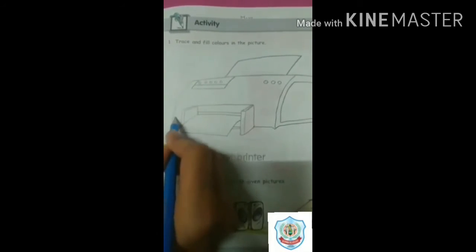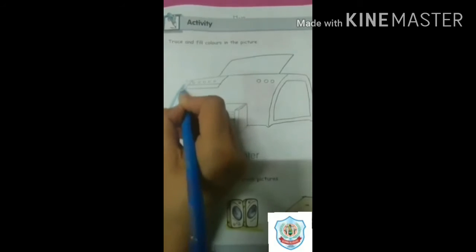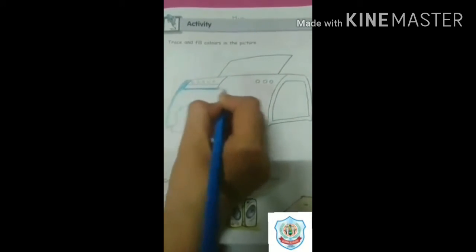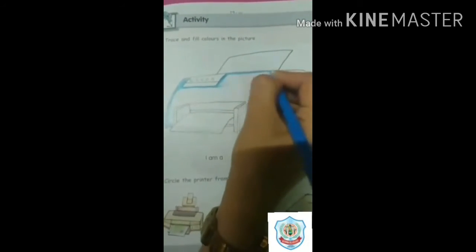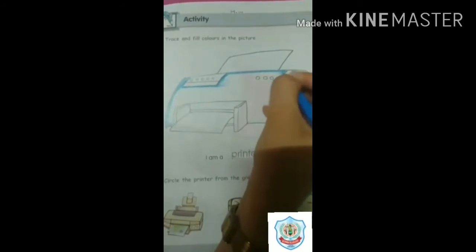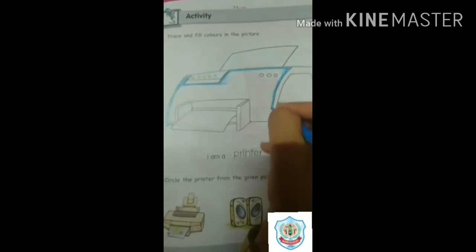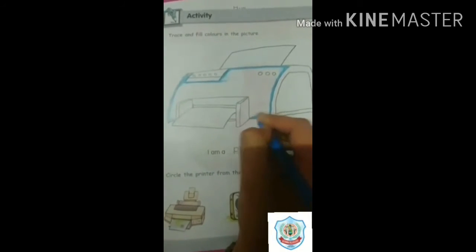Now we will start coloring. We will fill color in it. Start color from the outlines. I'm filling the blue color. You can choose of your own choice. Coloring is an interesting thing to do for children.